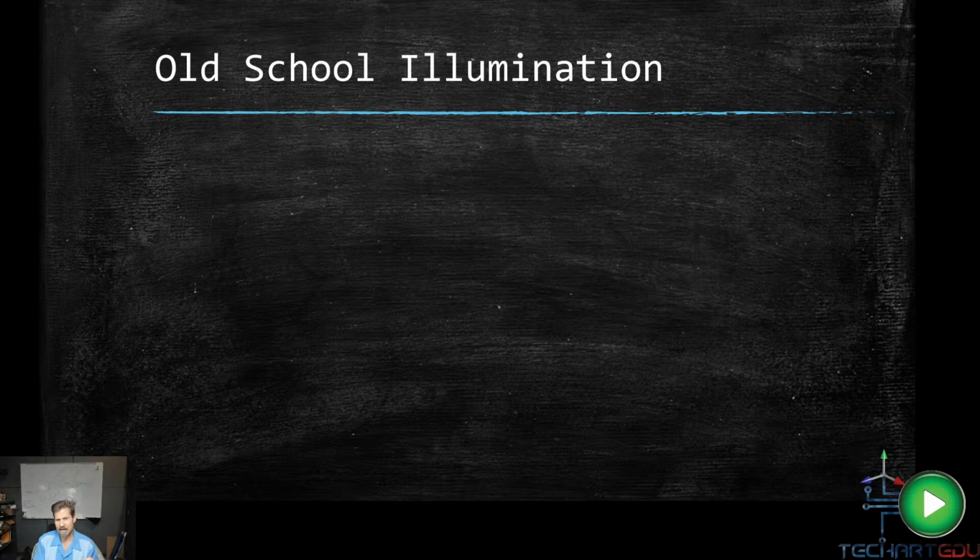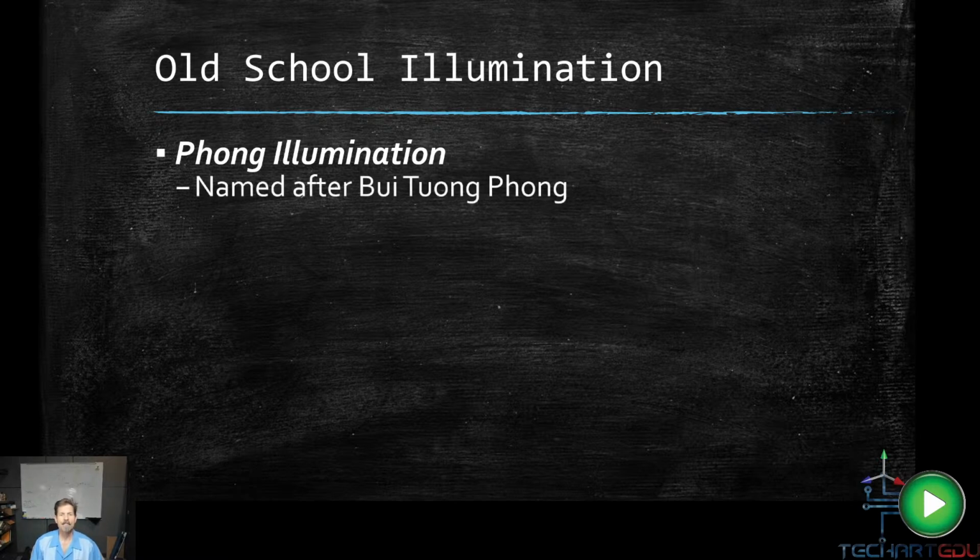Now, once again, this is called old school illumination. A lot of folks might refer to this as Phong illumination. They may not know about the old school versus new school, they just might say, oh, this is Phong illumination. Blah, blah, blah. It's named after a fellow. He was a research student over at the University of Utah back in the 70s. His name was Bui Tuong Phong.